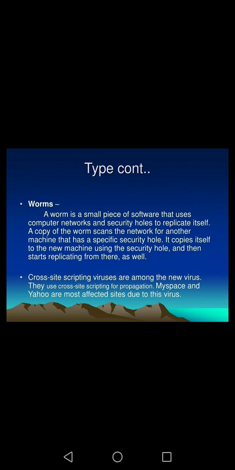Next term, worm. A worm is a small piece of software that uses computer networks and security holes to replicate itself. It is like a virus, and it is also a small piece of software. The purpose of a worm is also to spread automatically and replicate its files. A copy of the worm scans the network for another machine that has a specific security hole. It copies itself to the new machine using the security hole and then starts duplicating from there as well. This is very harmful for networking.